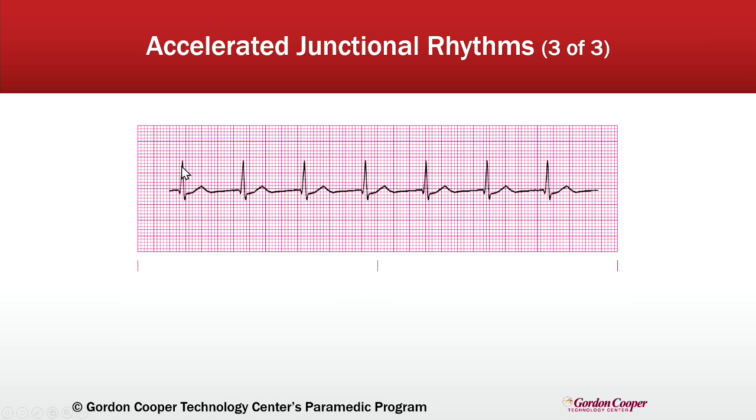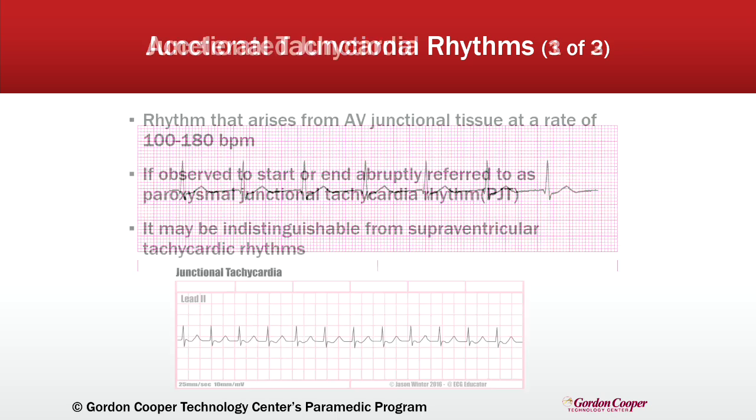So let's take a look at this. We've got 1, 2, 3, 4, 5, 6, 7, a heart rate of 70. Looks pretty regular. 1, 2, 3, almost 4 boxes, and then about 4 boxes again. So the rhythm is regular. P wave, we don't see a P wave within this, so no PR interval, and our QRS is within normal limits. Because the heart rate's 70, we've got an accelerated junctional rhythm.